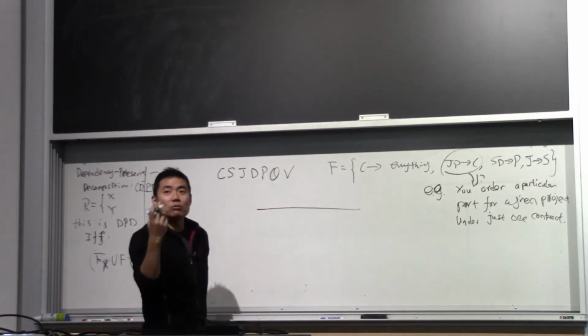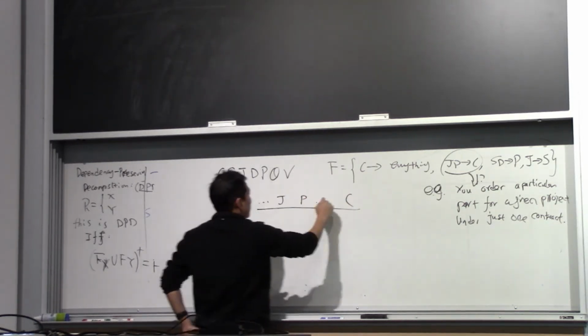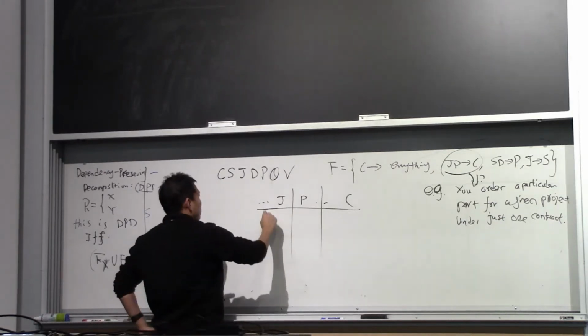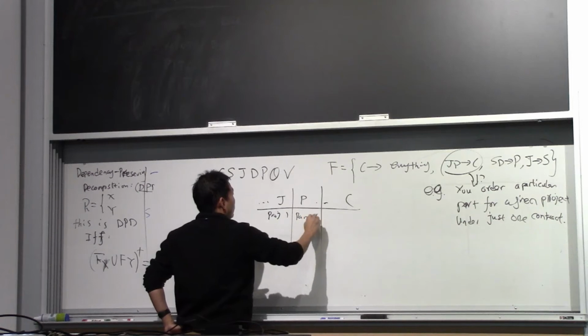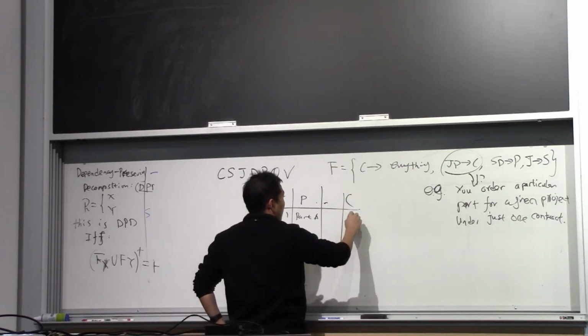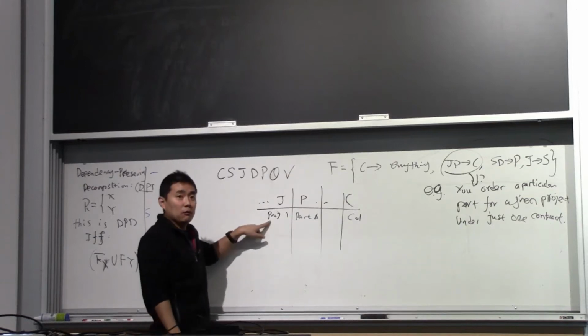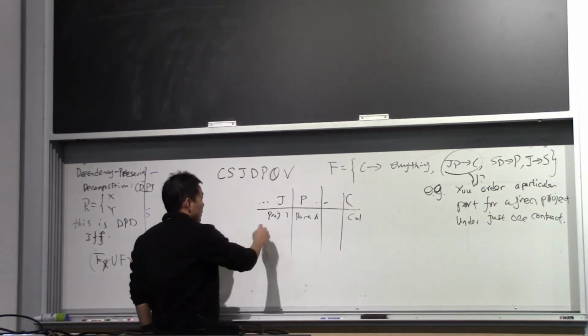Let me spend some time to revisit this, right? So you have J, P, and C. You have some other attributes. So what this said, if you have JP determined C, let's say your product number is product 1, part A, and you have a contract, let's say contract 01, meaning that you are buying this part A for product 1 under contract 01. If you have JP determined C, what does that mean?